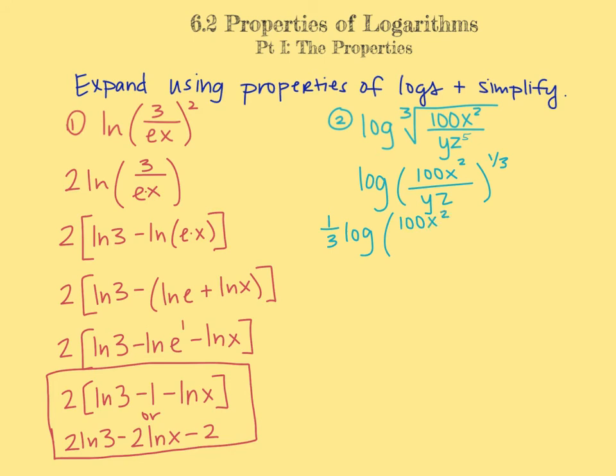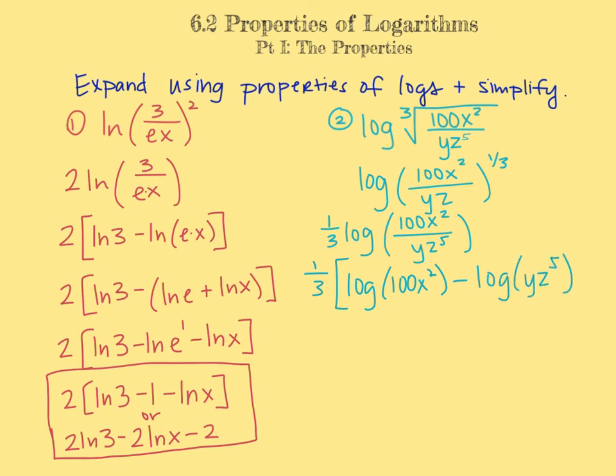Then we realize that overall we have a quotient. We have a numerator and a denominator inside of our log. So the quotient rule says that when we have the log of u divided by v, we can rewrite it as the log of u, so u being 100x squared, minus the log of v, v being the denominator, yz to the 5th.